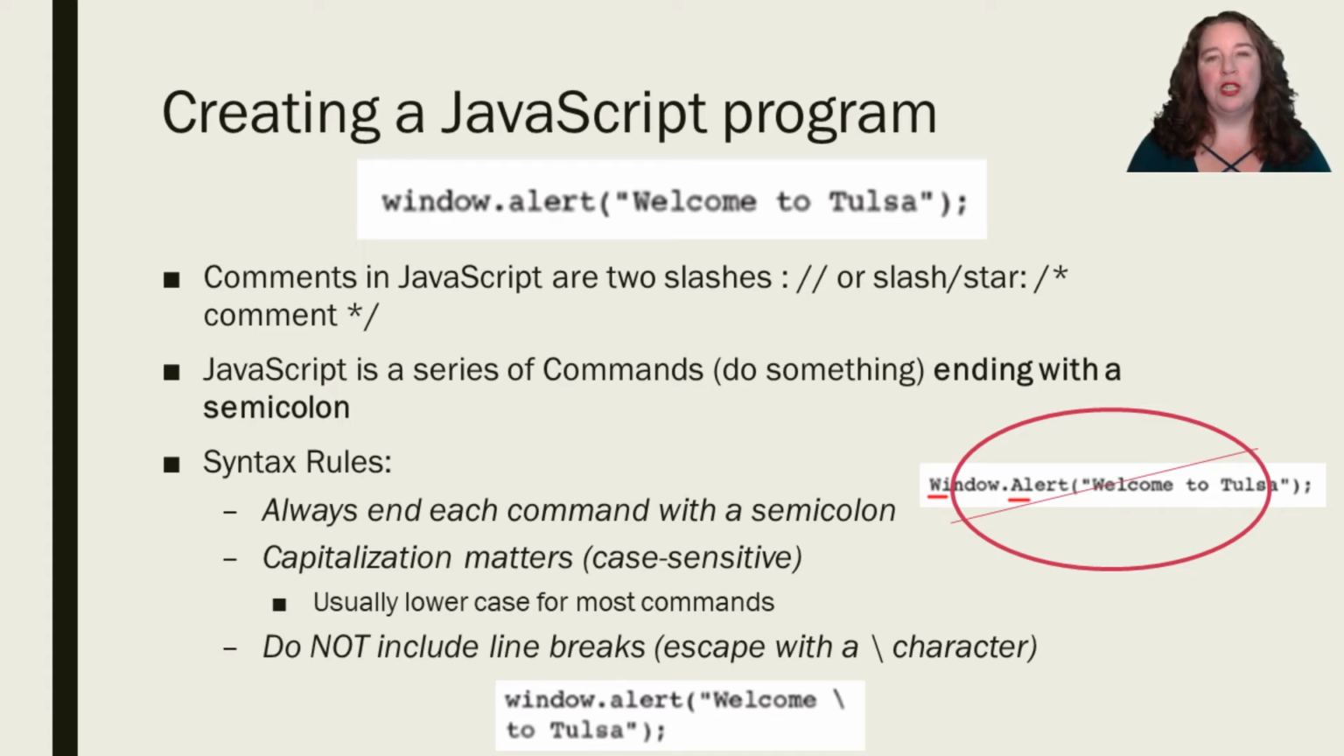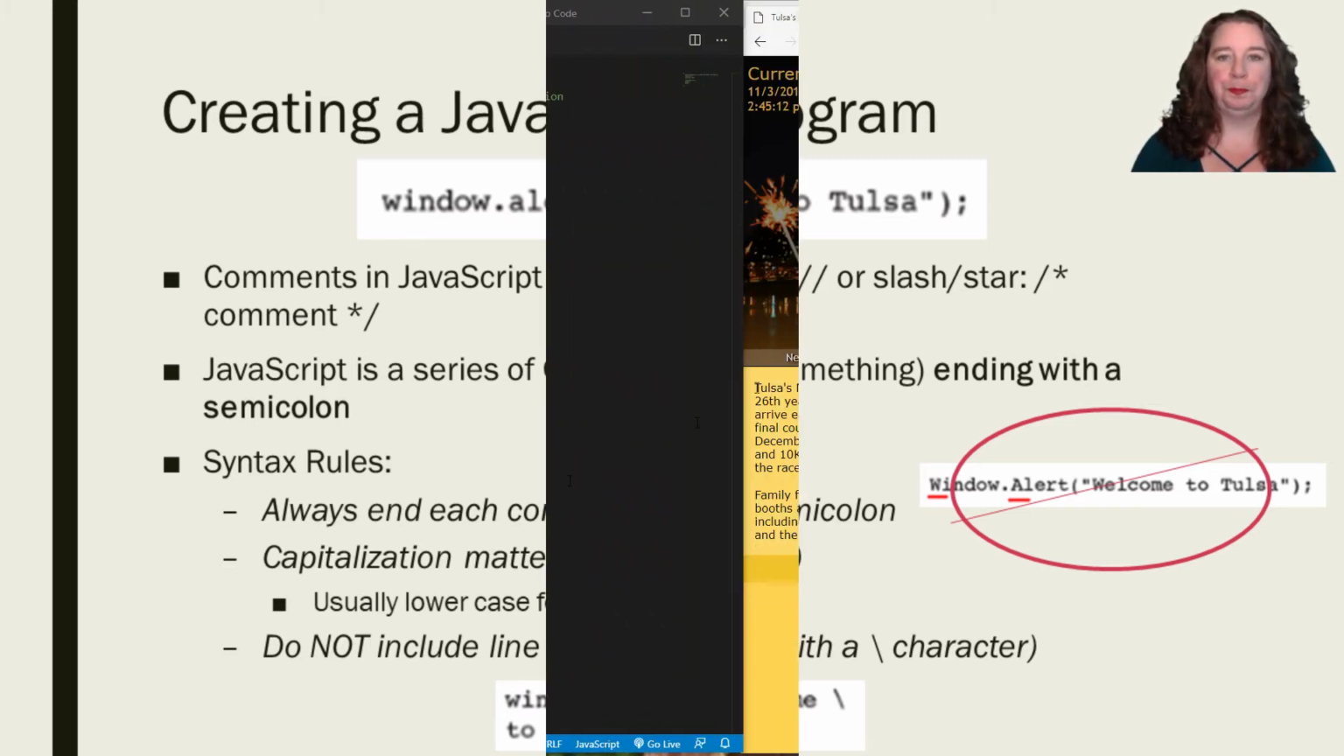Also, if you want to put a line break, in HTML you've gotten pretty spoiled with line breaks, and you can put them in where you want and leave them, and it doesn't matter. But in JavaScript, line breaks matter. So if you need to have a line break in the middle of a string, you escape that with a slash character. So you can say welcome slash and then new line to Tulsa and have it work where it doesn't recognize that hard return, that new line character. Really important not to put in line breaks because it will get confused when the interpreter reads your code.